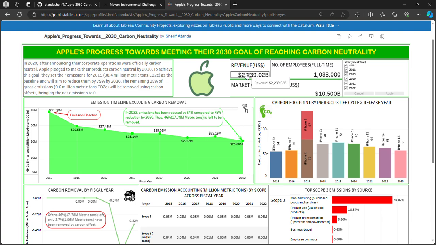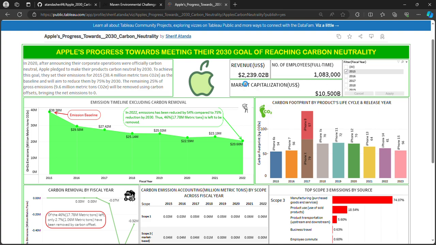Now to the revenue aspects, the number of employees and the market capitalization. From 2016 to 2019, the trend is that at some point the revenue was increasing, and at some point it was decreasing. We can hover around this, for instance, for 2015.